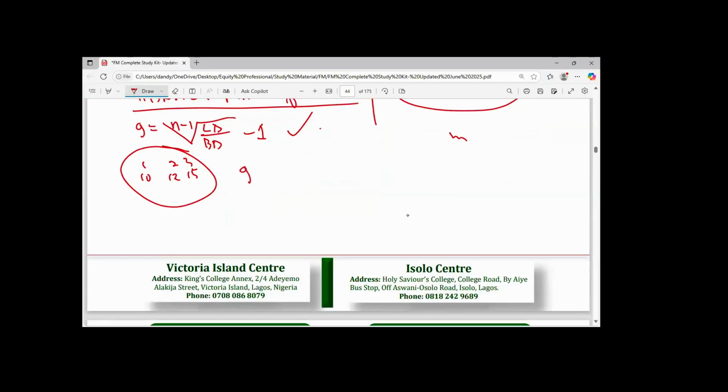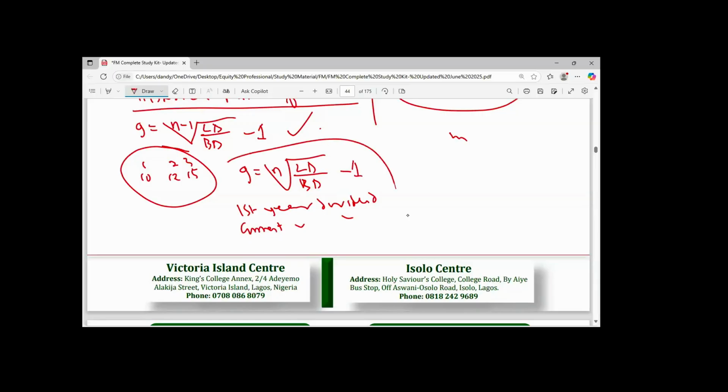Rather, you are going to use G equal to N into square root of latest dividend divided by dividend paid in the first year, all minus 1. There is a difference between the two. The first one has minus 1. This one does not have minus 1. You use this one when the first year dividend and the current year dividend are given. That's what I explained to you last time.